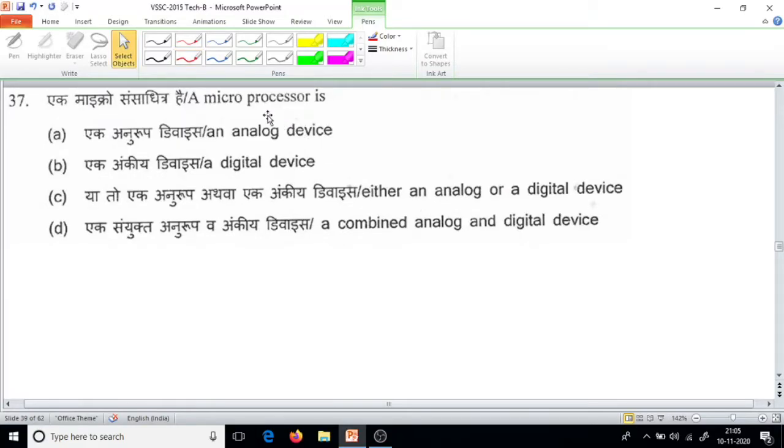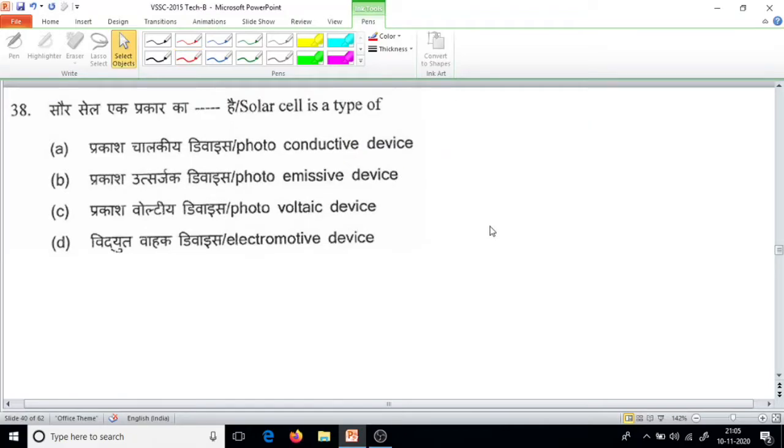Question number 37. A microprocessor is, everybody knows, a digital device. After the digital gate was invented, the microprocessor came into existence. See, Intel Pentium processor, those. Okay, question number 38.